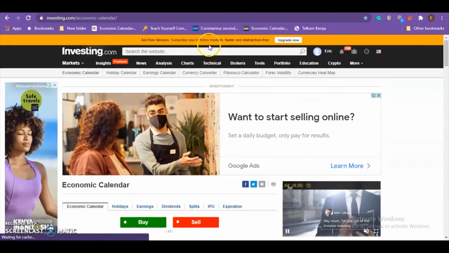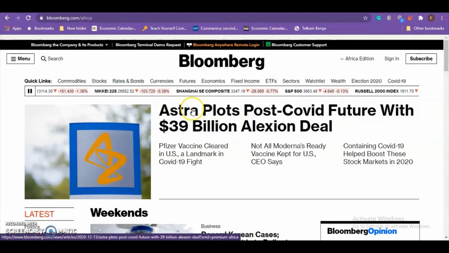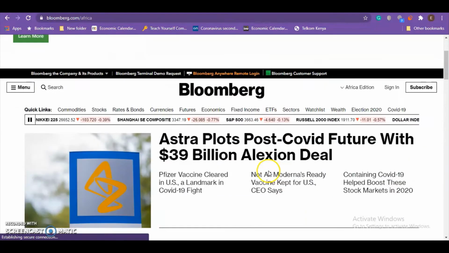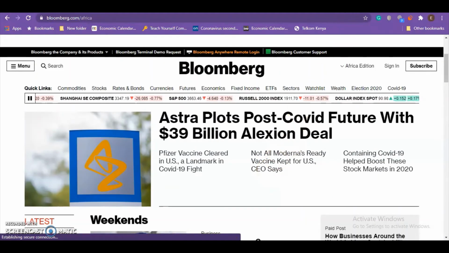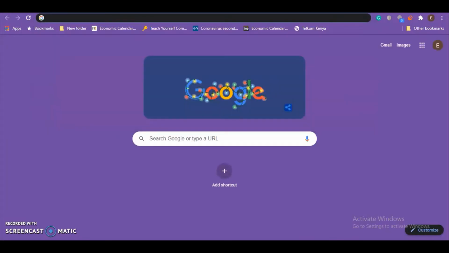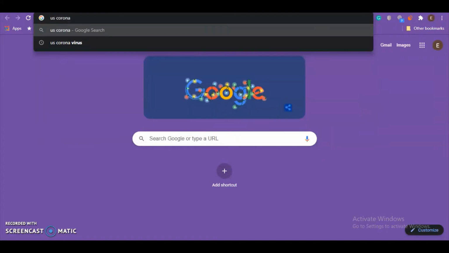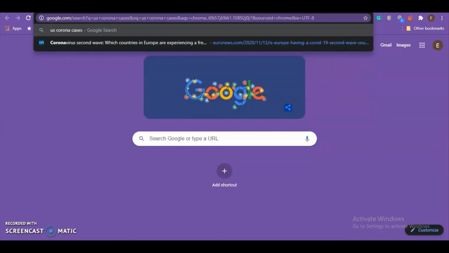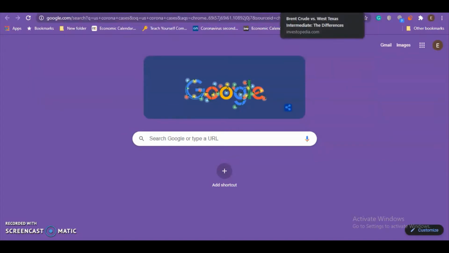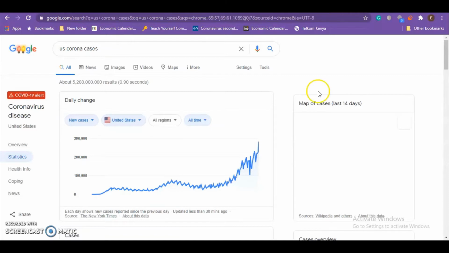So now that we're done with our economic calendar, we go now to our financial news. Astra plots post-COVID future with election deal. So what I really expect from this vaccine news and also stimulus news is that the dollar will weaken, because regardless of the corona cases in the US, I expect the dollar to actually lose its value, because people don't regard it more as a safe haven.